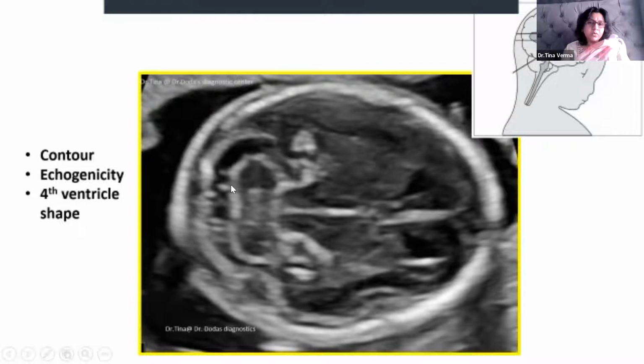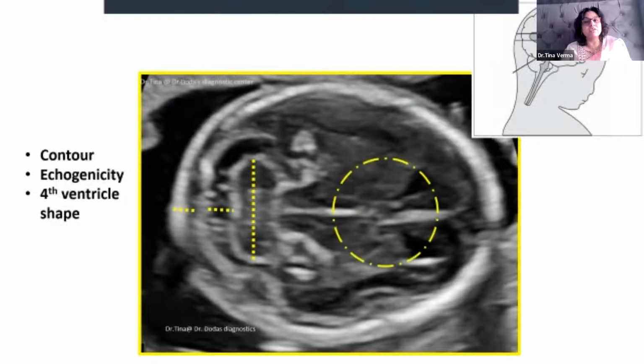So why is the contour of the cerebellum important? Because sometimes the cerebellum herniates into the spinal canal, and we can find that there might be an Arnold-Chiari malformation, or the vermis may be absent and both the cerebral hemispheres may be fused together, leading to rhombencephalosynapsis. Echogenicity is important. Why? Because if there is an echogenic area here or here, there might be a cerebellar hemorrhage. Fourth ventricle shape is sometimes seen, and if there is an altered shape in the fourth ventricle, probably we are dealing with vermian agenesis.